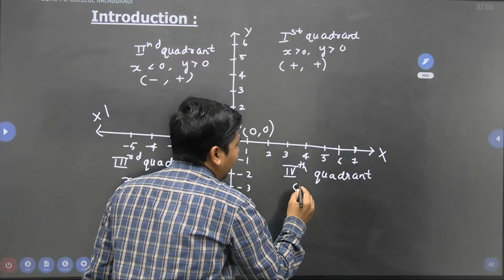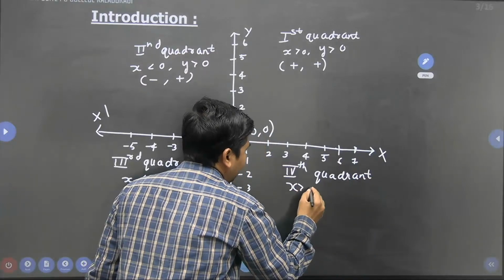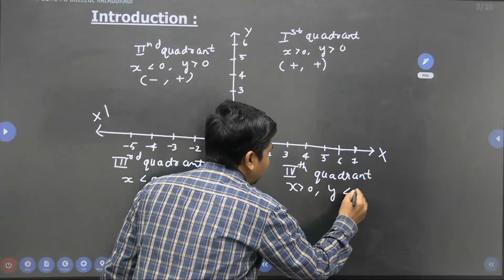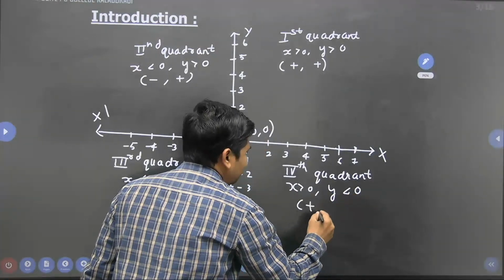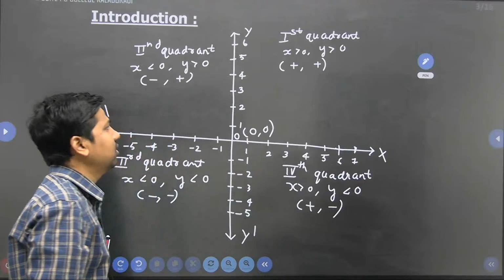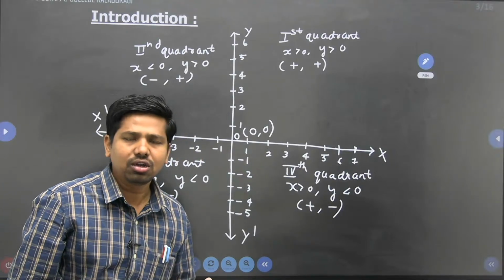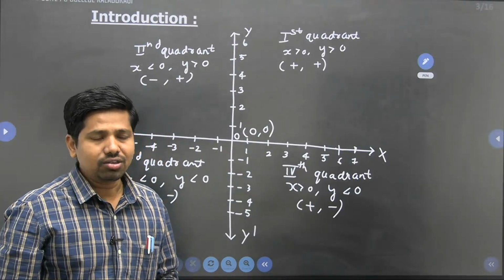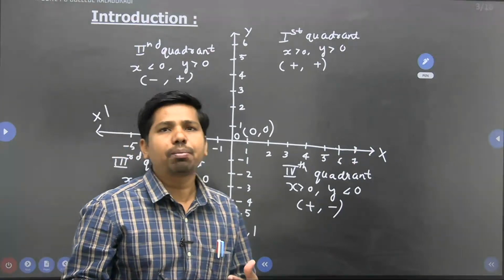Fourth quadrant, where x is positive and y is negative, that is plus comma minus. These are the signs associated with each different quadrant, that is, the signs taken by the points.